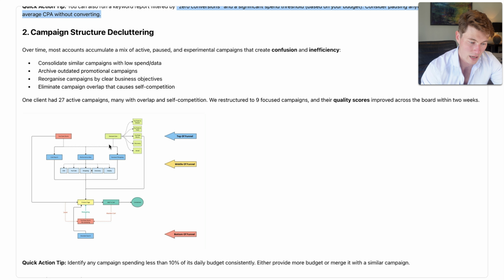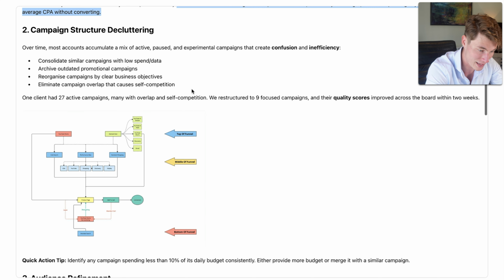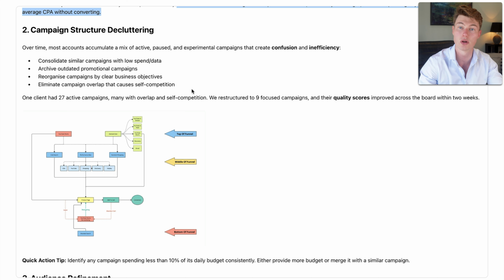Now, over time, most accounts accumulate a lot of just mess. I mean, Jesus, one of my pet peeves is auditing a Google Ads account, jumping in, there's just campaigns everywhere. Smart campaigns, 50 PMAX campaigns, like just the whole thing. No, stop doing that. All right. You need to have a logical campaign structure. You need to consolidate. All right.